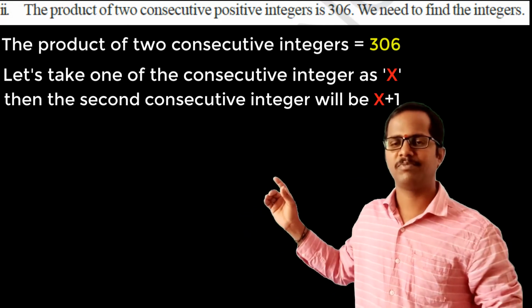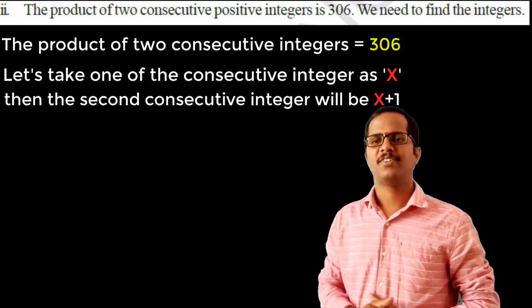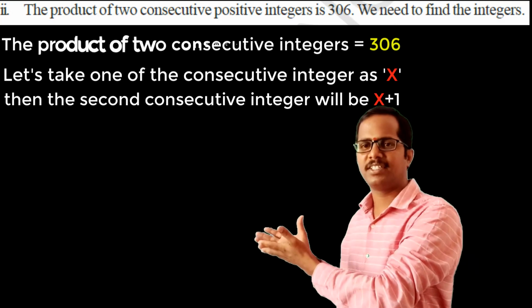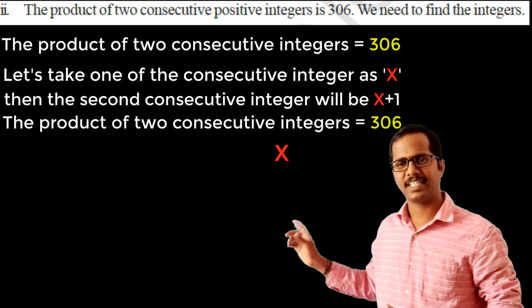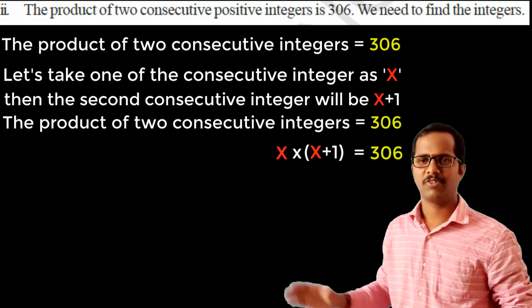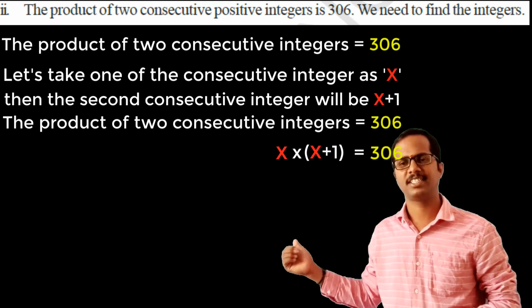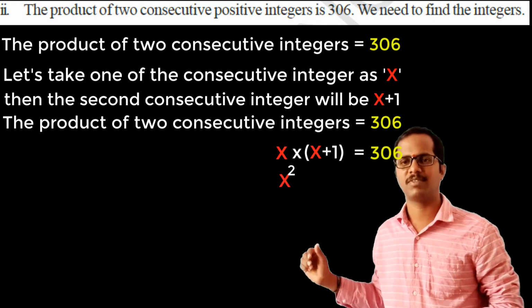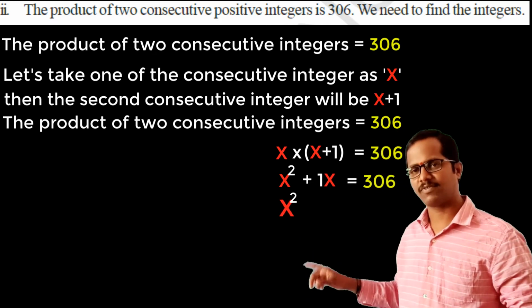Now we assume the two consecutive integers as x and x plus 1. According to the problem, their product is given as 306. So we can take their product as x into x plus 1, which equals 306. Now by doing x into x plus 1 using the distributive property, we can write x into x as x square plus x into 1, that is 1x, equals 306, which is x square plus x.